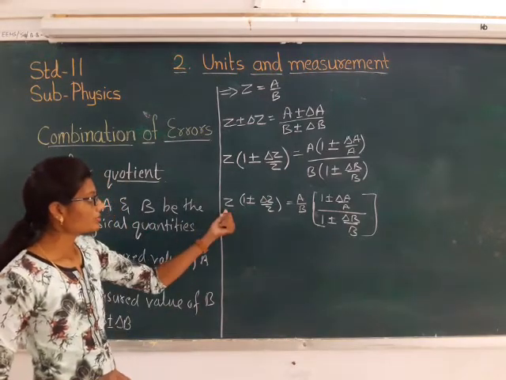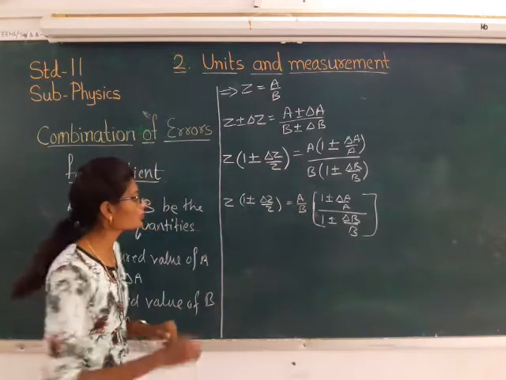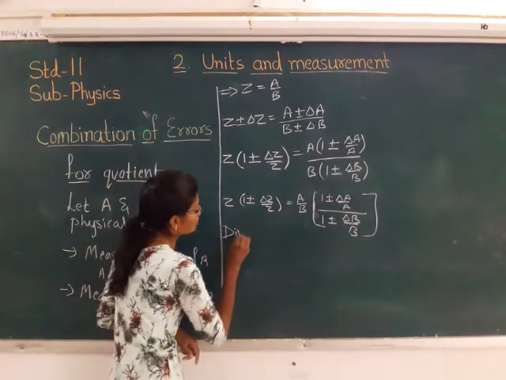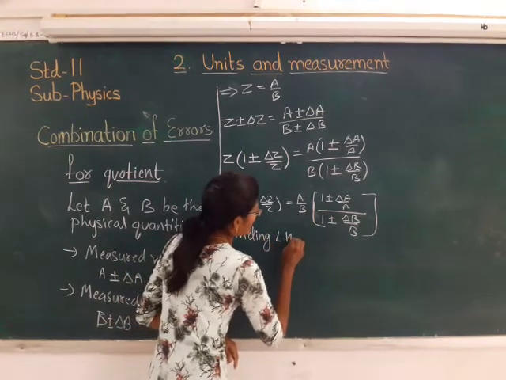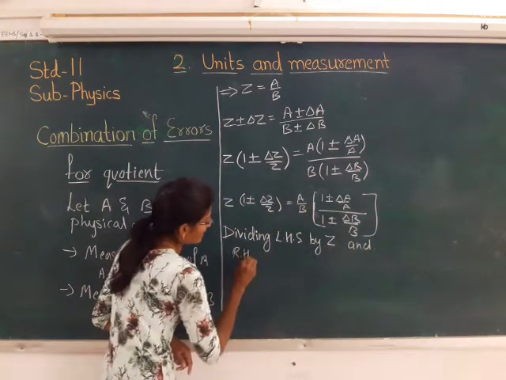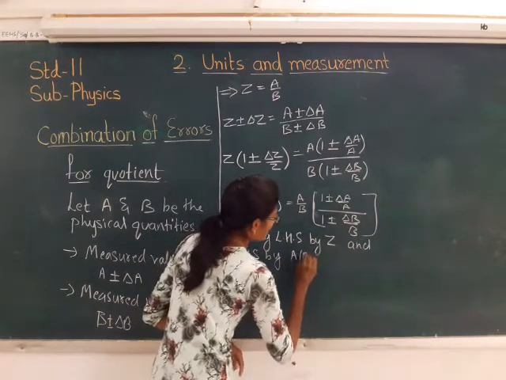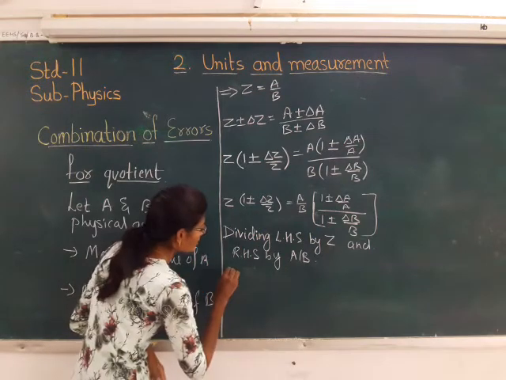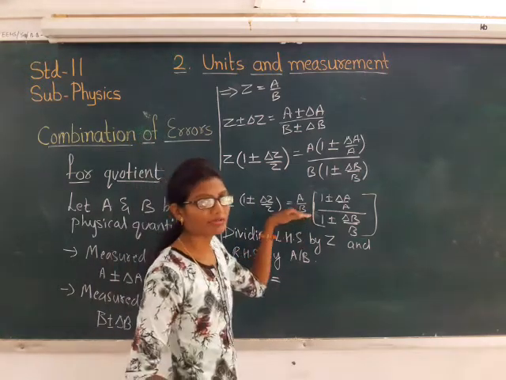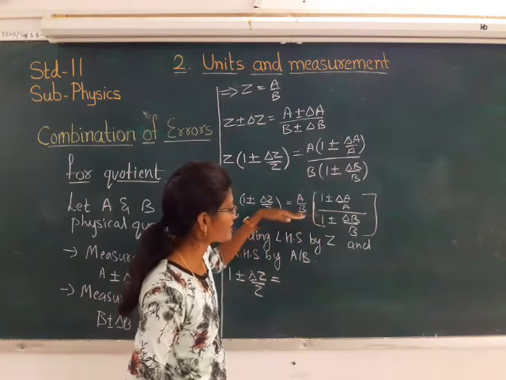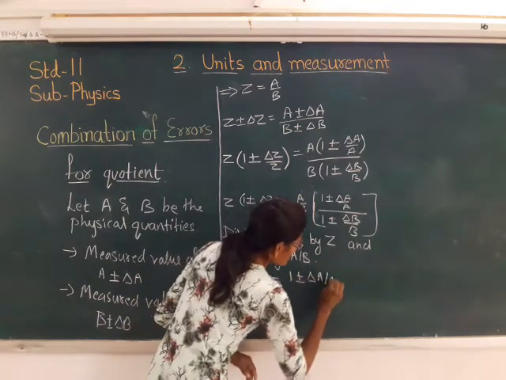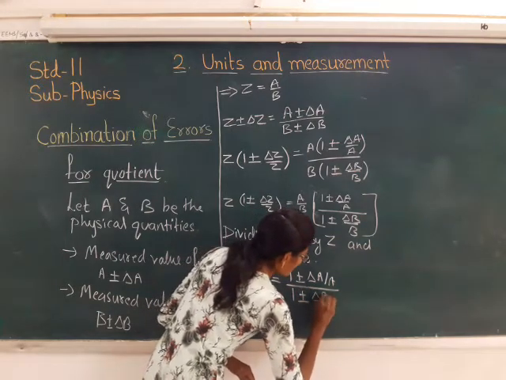Here I need to omit this Z and A by B. So what I need to do is divide the left hand side by Z and the right hand side by A by B. If I divide over here by Z, what I will be having is 1 plus minus delta Z by Z equals, on this side dividing by A by B, this term gets cancelled, so what I have is 1 plus minus delta A by A upon 1 plus minus delta B by B.